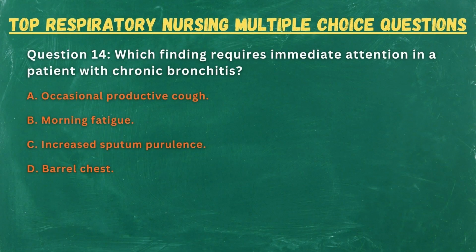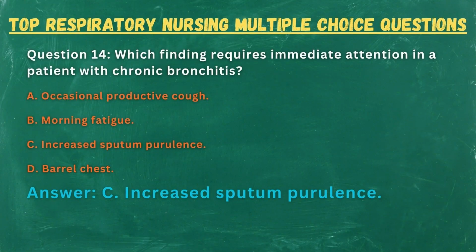Question 14. Which finding requires immediate attention in a patient with chronic bronchitis? A. Occasional productive cough. B. Morning fatigue. C. Increased sputum purulence. D. Barrel chest. Answer. C. Increased sputum purulence.